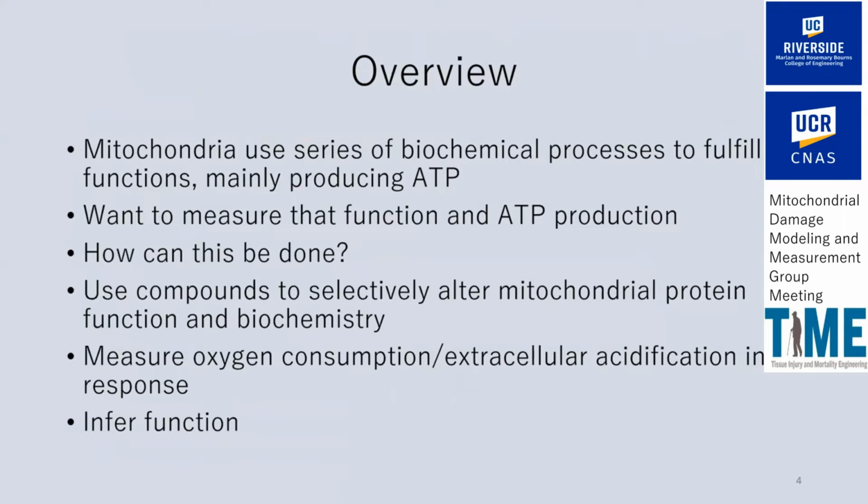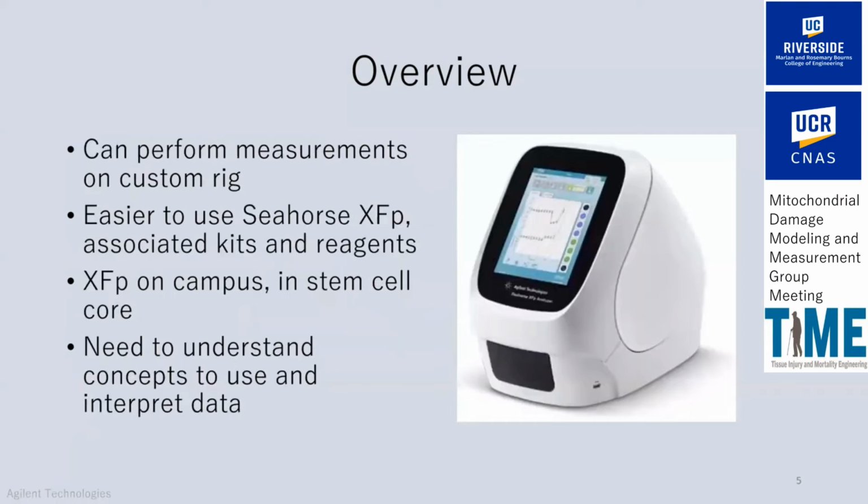Well, as a general concept, it's possible to use compounds to selectively alter mitochondrial protein function, and by measuring mitochondrial oxygen consumption and extracellular acidification, we can infer how different aspects of the mitochondria are performing and how much ATP they're producing.